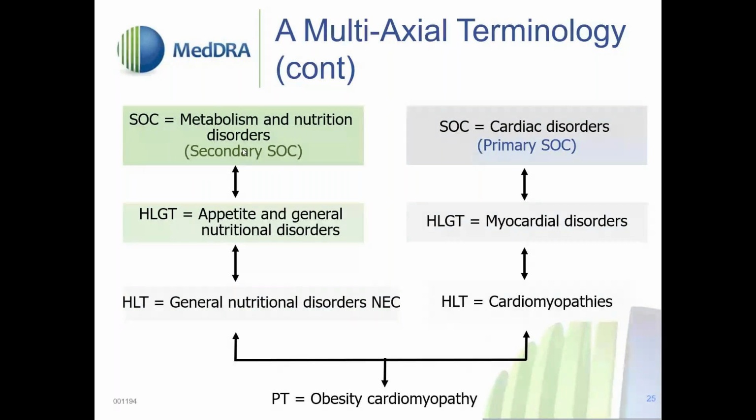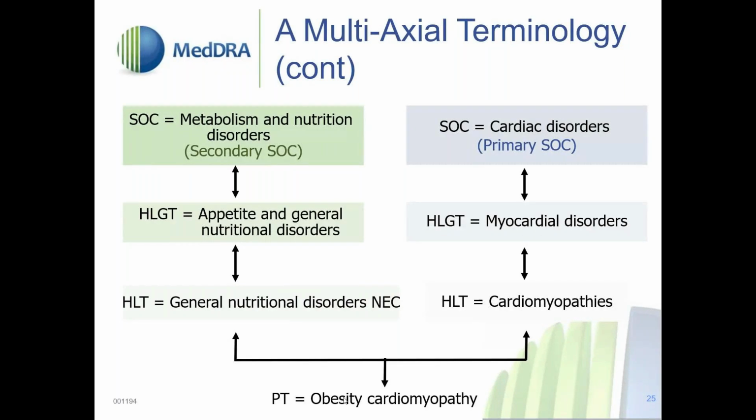All these additional linkages are called secondary. There are no tertiary or quaternary linkages. They are all equal. There is no ranking among them. So they are all called secondary linkages. And what is also important to remember is that multi-axiality starts at PT level, as you can see on the slide, not at the LLT level. Each LLT is only linked to one PT.